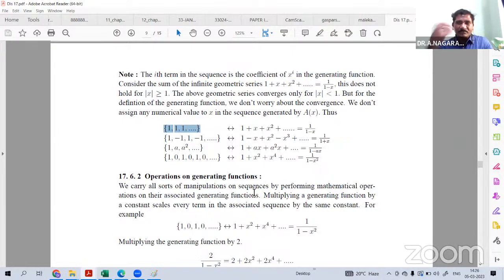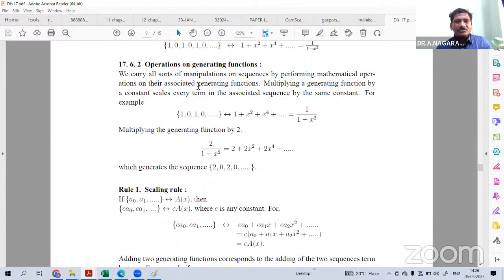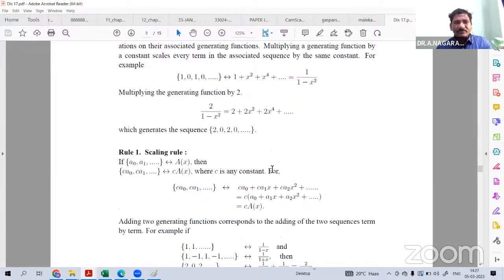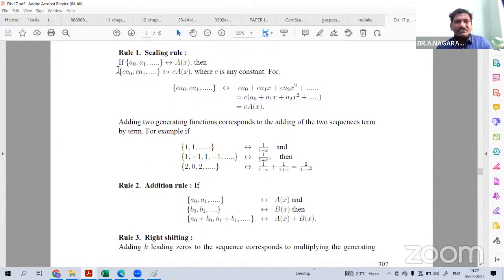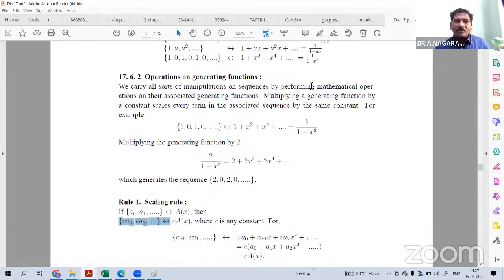So the sequence based on that polynomial we want to identify, and the generating function should be developed. Operating on the generating function will be the same. Here, for any constants, say C0 to C1, we have rules. This is the scaling rule.